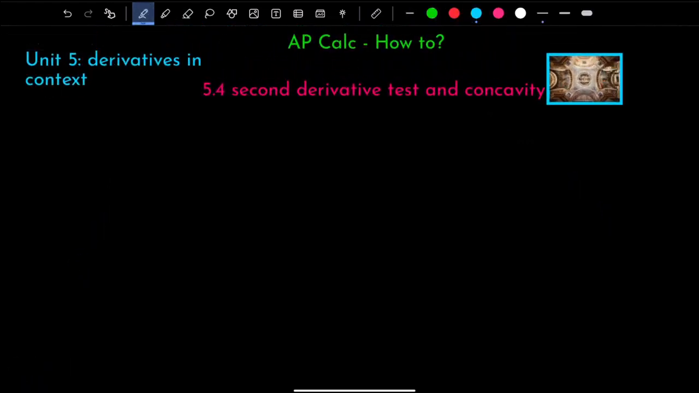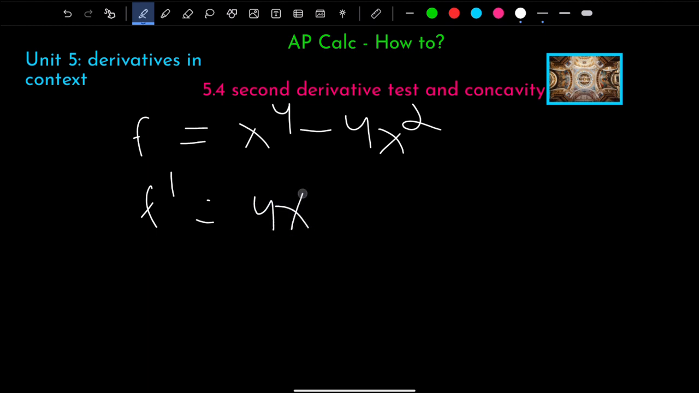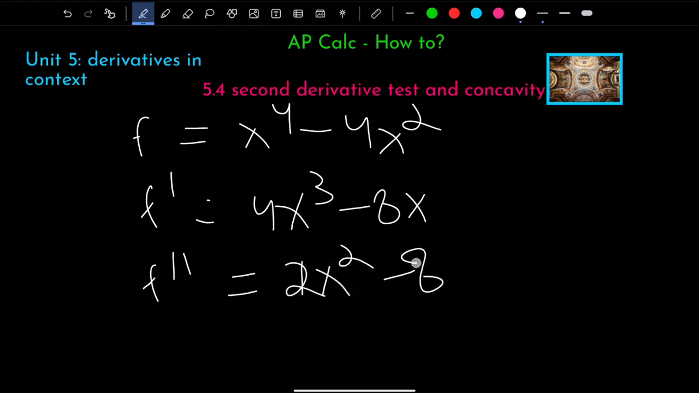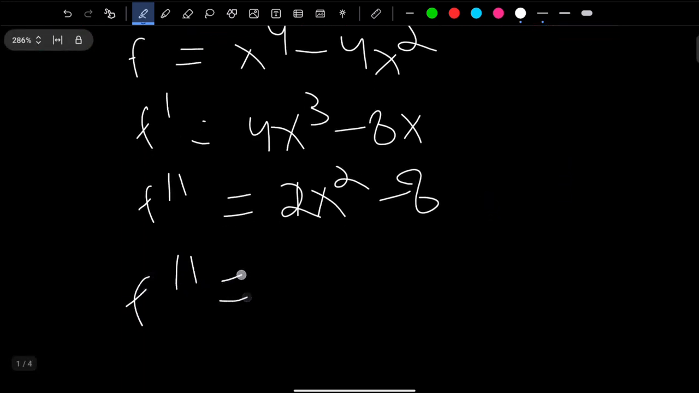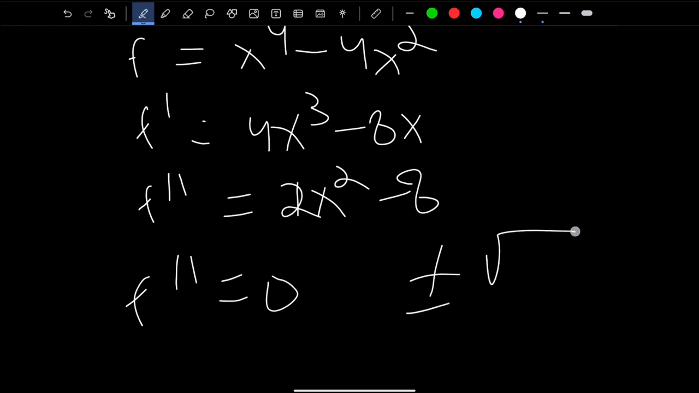So let's try this out with an example. We have f of x equals x to the fourth minus 4x squared. Our first derivative is 4x cubed minus 8x. Second derivative, 12x squared minus 8. So we set f double prime of x equal to 0, and this allows us to find our inflection points. We set this equal to 0, we get plus or minus square root of 2 over 3.